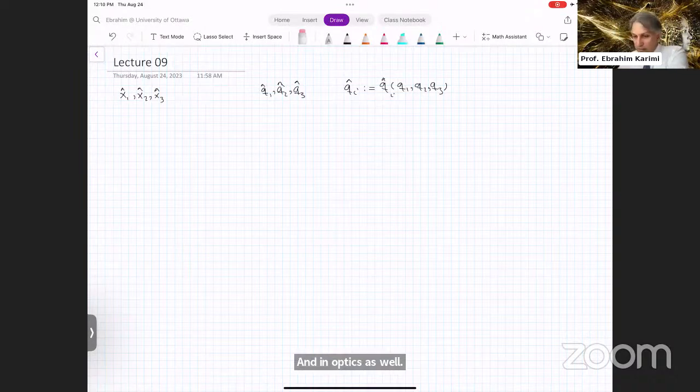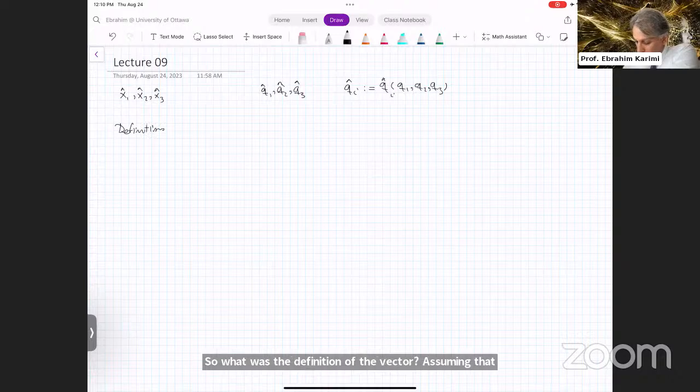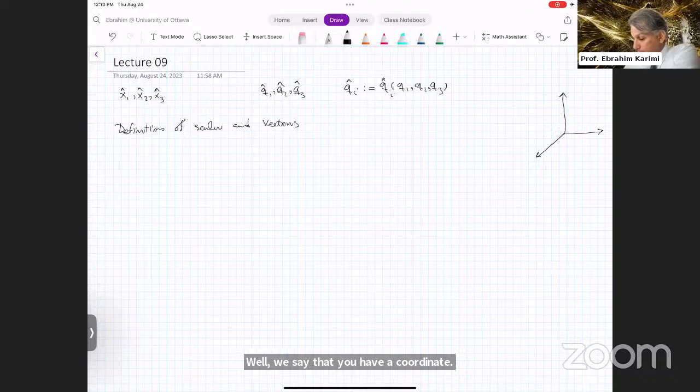So let's go and look at the definition of the vector. So what was the definition of the vector? Scalar and vector. Well, we say that you have a coordinate. You take this coordinate of, let's say, x1, x2, and x3, and you rotate it. For example, I can rotate it around x3, and you create a new coordinate of x prime 1, x prime 2.